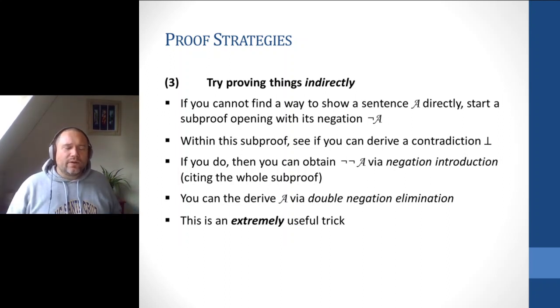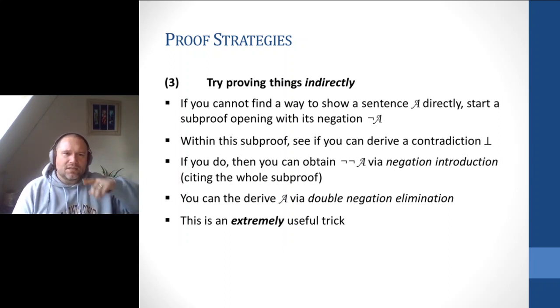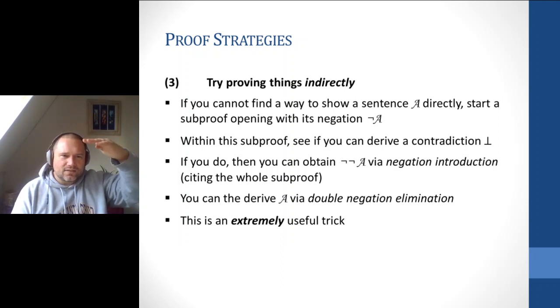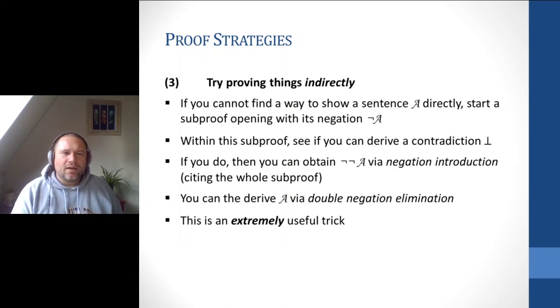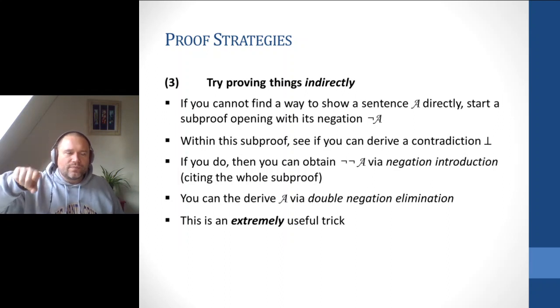So how do we do this? Well, the idea is if you can't find a way to derive a sentence A, start a subproof opening with its negation. So start a subproof that starts with not A. Then inside the subproof, which has not A as its opening additional assumption, try and derive a contradiction. And if you can derive a contradiction, then you can close the subproof and, one layer back to the left, obtain not A via negation introduction.